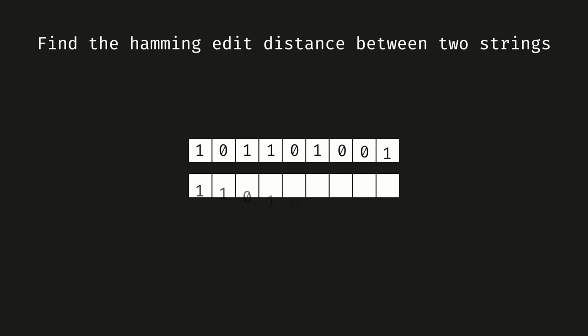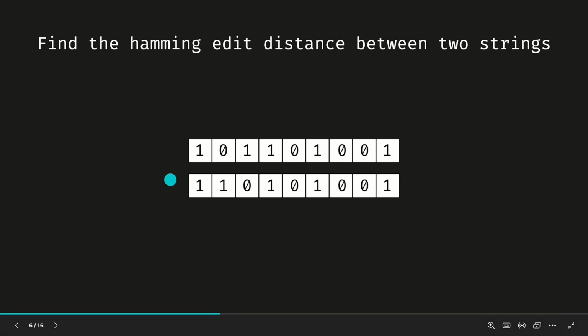The Hamming algorithm does this with strings, and it determines the number of deviations in two given strings which both usually have the same length. Let's solve an example. We're going to take two strings with equal length. We have 10110101 and 11010101. We're going to compare the first character, 1 and 1.